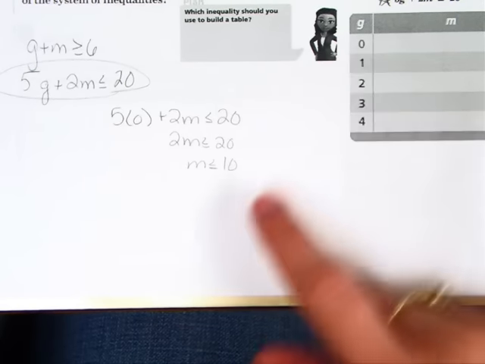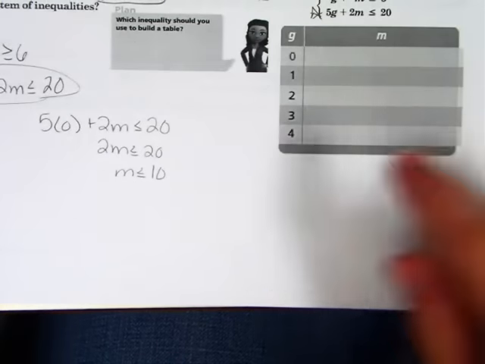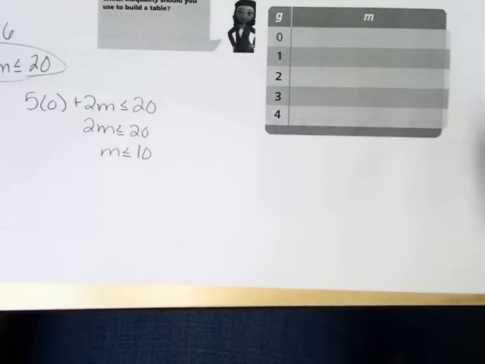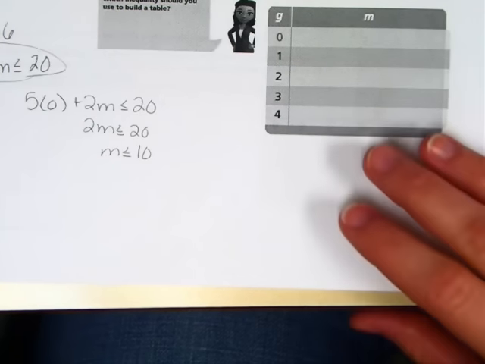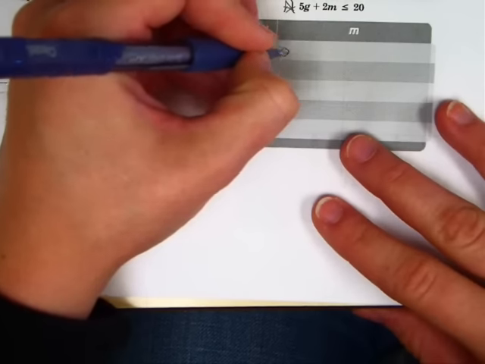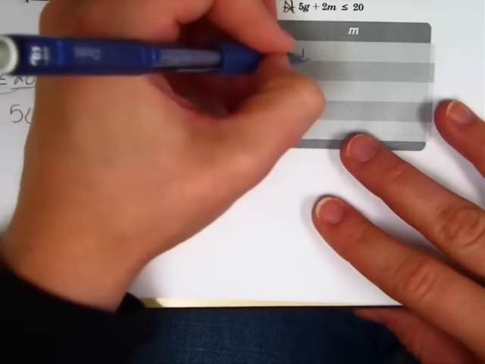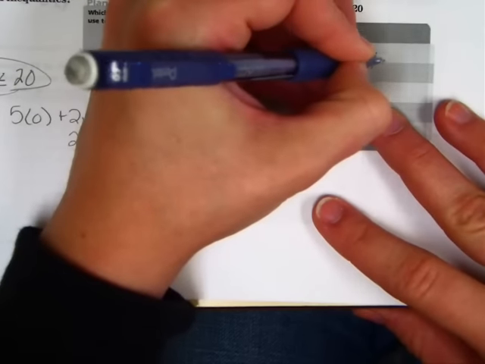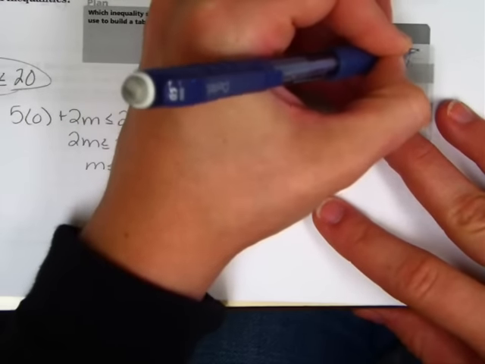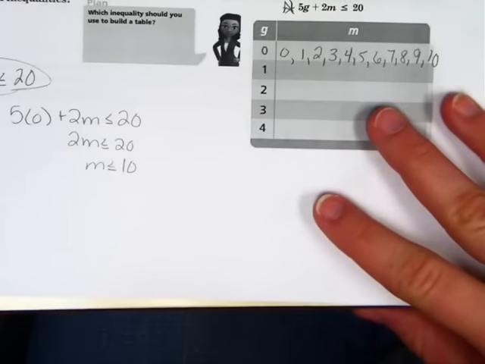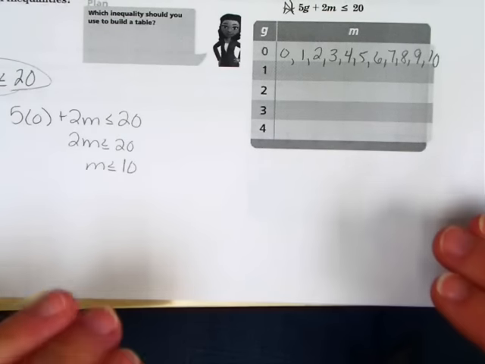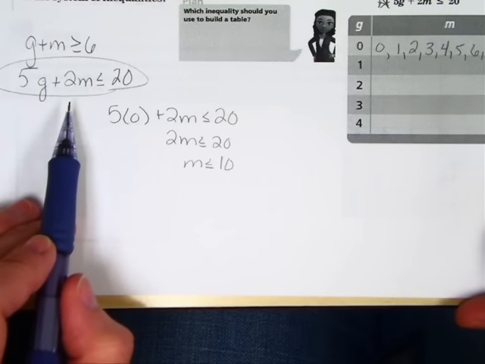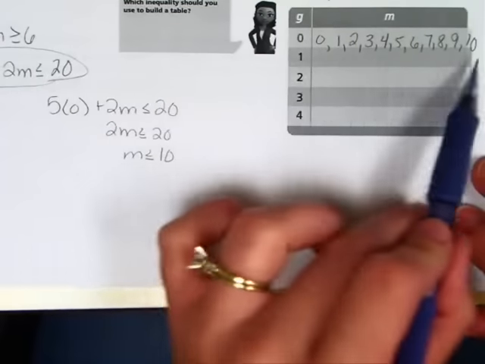So what that's telling me, if m is less than or equal to 10, I can go to this, where G is 0, and I write every single integer that's less than or equal to 10. So I'm going to write 0, 1, 2, 3, 4, 5, 6, 7, 8, 9, 10. And that takes care of all the values that satisfy this equation, 5g plus 2m is less than or equal to 20, given these numbers.